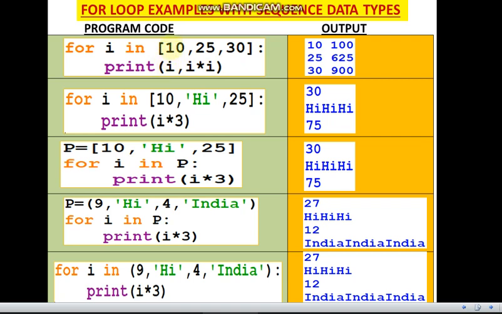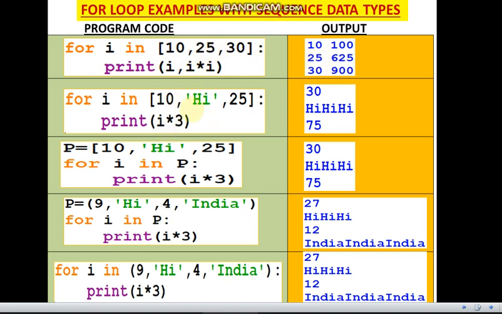So it will fetch the first value of the list, first element of the list, that is 10. So it will come inside the loop and it will print 10, comma, then 10 into 10, that is 100. So 10 and a space, then 100 will be printed. Then again it will move and fetch the next element of the list, that is 25. Then it will come inside the loop again and it will print 25 and 625. 25 into 25, 625. Similarly for 30 and 30 into 30, 900.